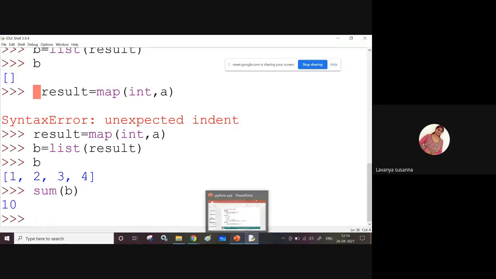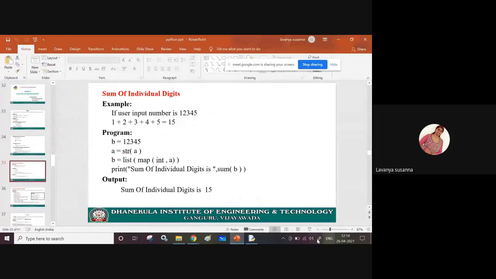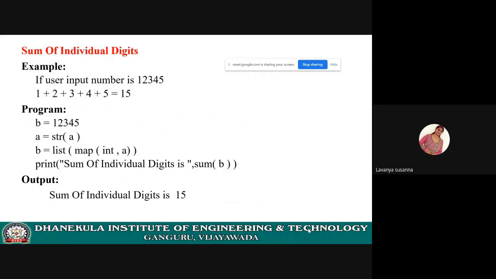I hope you understood. It's very easy. Once again, see this code. See, sum of individual digits. This is a simple program. No need to use for loops, while loops, all those things. Just use the map function.